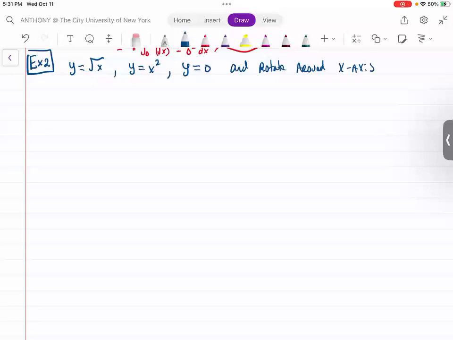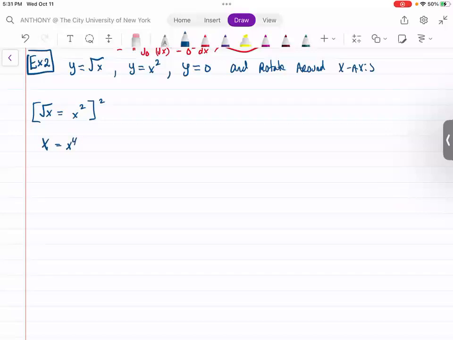If you want to find the point of intersection, you set the square root of x equal to x squared. You want to solve for x here, so you square both sides of the equation. So the square root of x squared is x. Then you have x squared squared, which is x to the fourth.